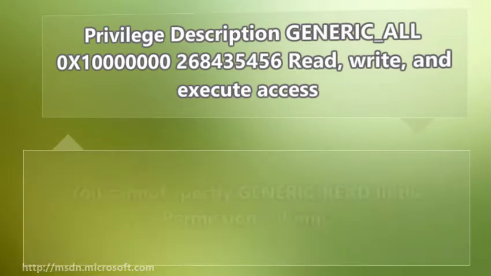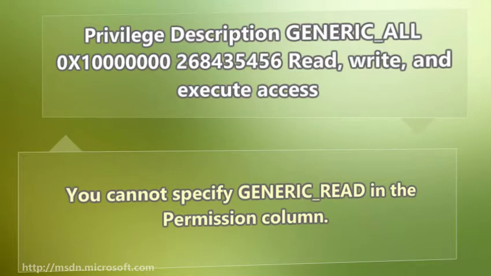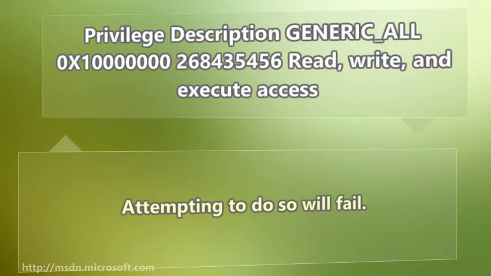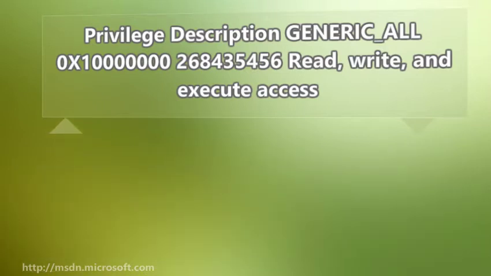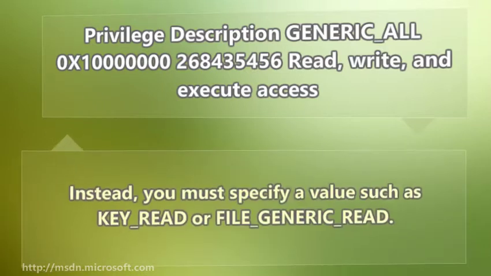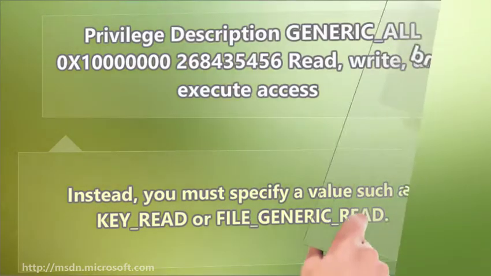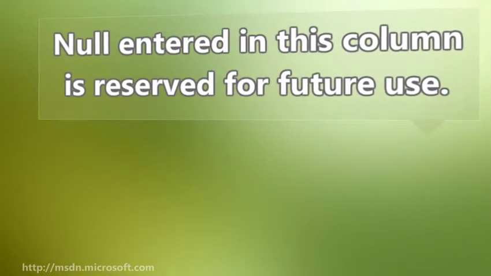You cannot specify generic read in the permission column. Attempting to do so will fail. Instead, you must specify values such as KEY_READ or FILE_GENERIC_READ. Null entered in this column is reserved for future use.